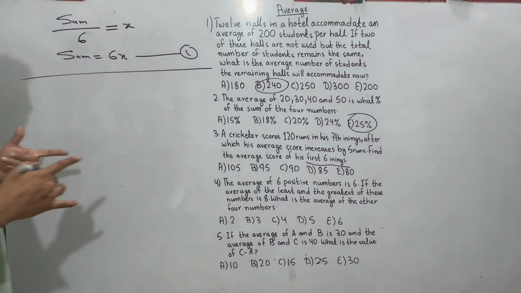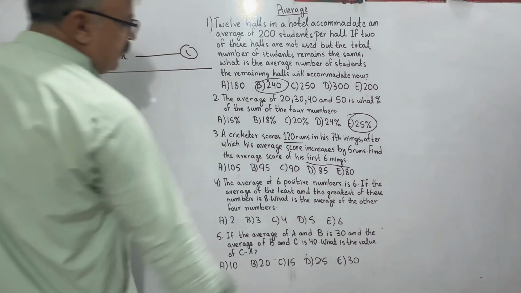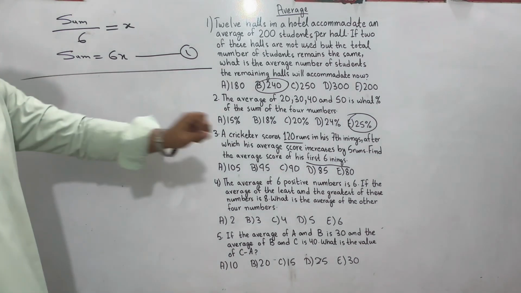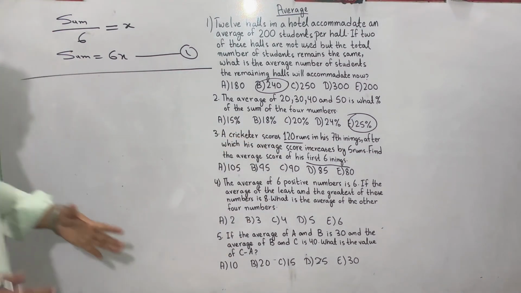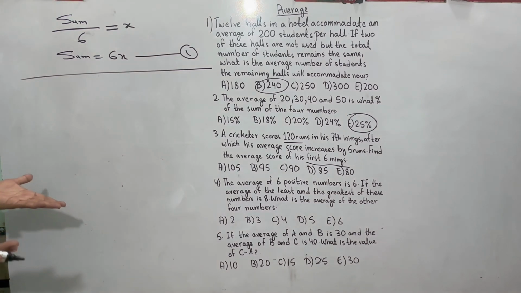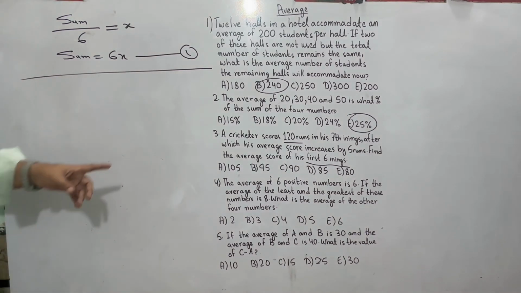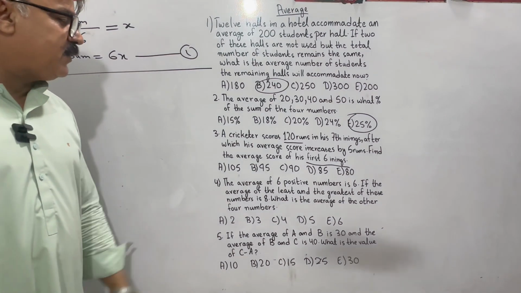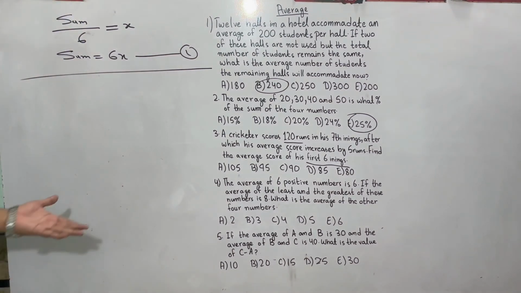After that, in the 7th inning, he scored 120, thereby raising his average by 5 runs. After scoring 120 runs in his 7th inning, he raised his average by 5 runs. Find the average of the first 6. Let's see and find out.